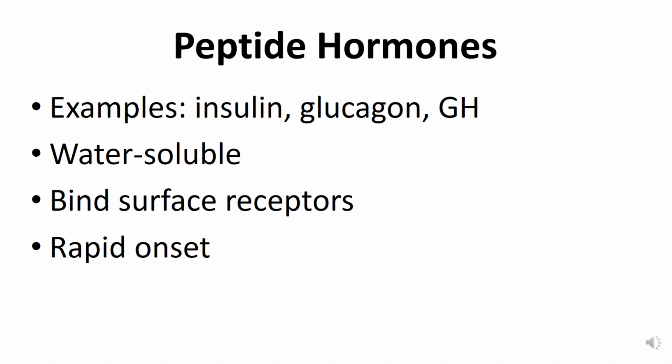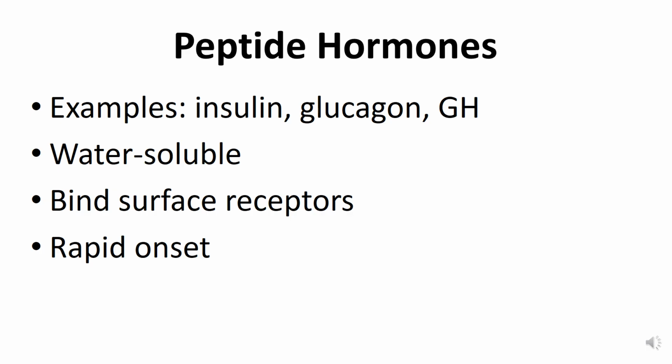Peptide hormones are one of the most common types of hormones in the body. They are made from chains of amino acids, which are the building blocks of proteins. These hormones help control many important body functions every day. Some well-known examples are insulin, glucagon, and growth hormone.